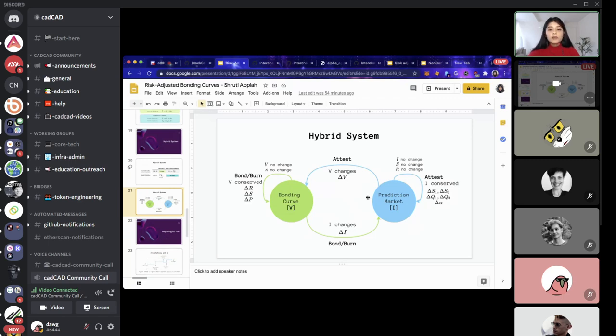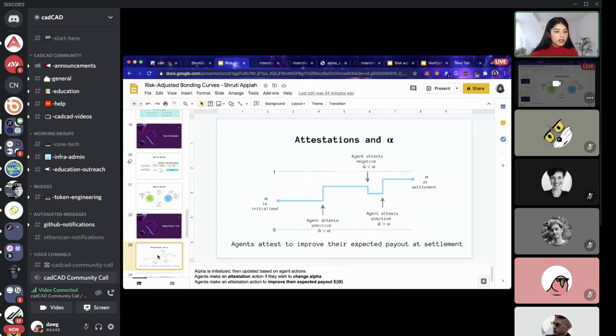And so let's talk a little bit more about this prediction market module, because I think this is basically the novel aspect of the system. We have bonding curves already, but incorporating prediction markets within bonding curves essentially allows us to adjust for risk. And that's a relatively new concept. So how are we able to adjust for risk?